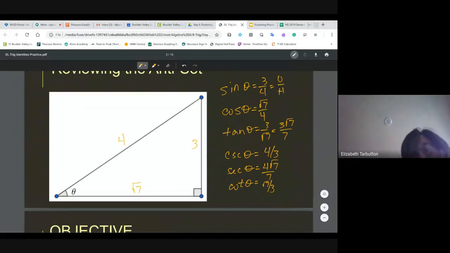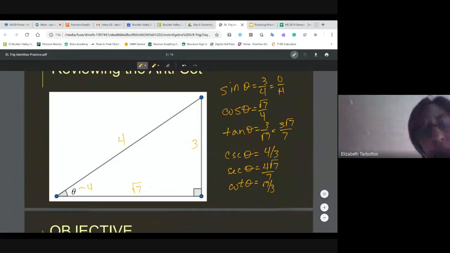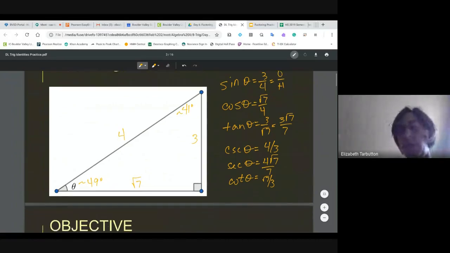We could also utilize that information, knowing those lengths, to try to find what theta is using our arc sine. So we could always pop into our calculator and say second, arc sine of 3/4 is... I have to make sure I'm in the right mode. Make sure you're in degree mode. And that gives us that this is about 49 degrees. And then if we wanted to find the other angle, this one would be roughly 41 degrees. So that's solving that triangle there.